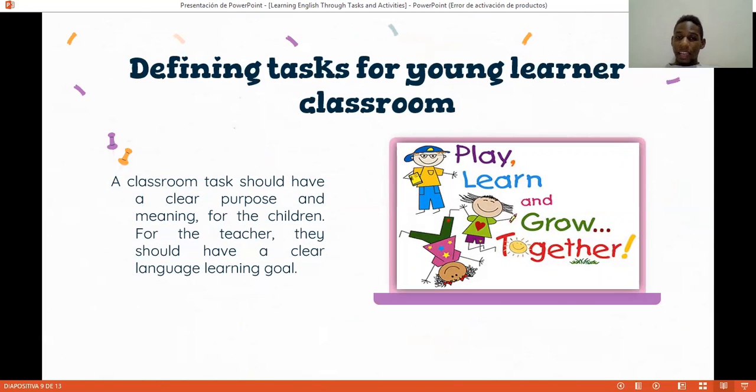Then we have defining tasks to join the learning classroom. A classroom task should have a clear purpose and meaning for the children. For the teacher, it should have a clear language learning goal. This part is one of the most important around this topic. So, when we present a task in our classroom, it is pretty important to set a specific objective for our students for that specific task.